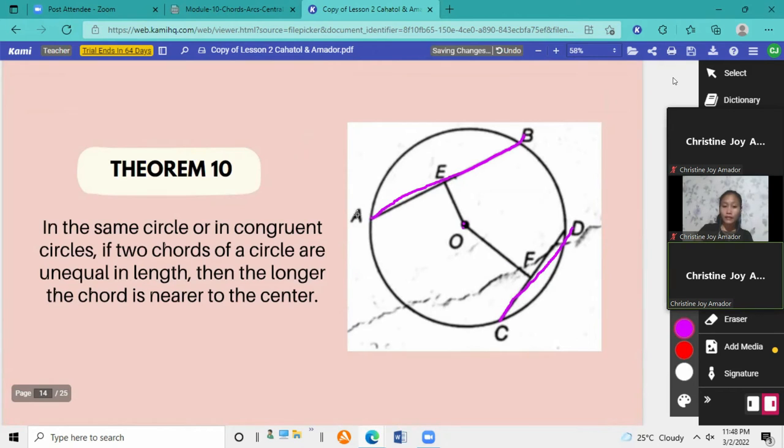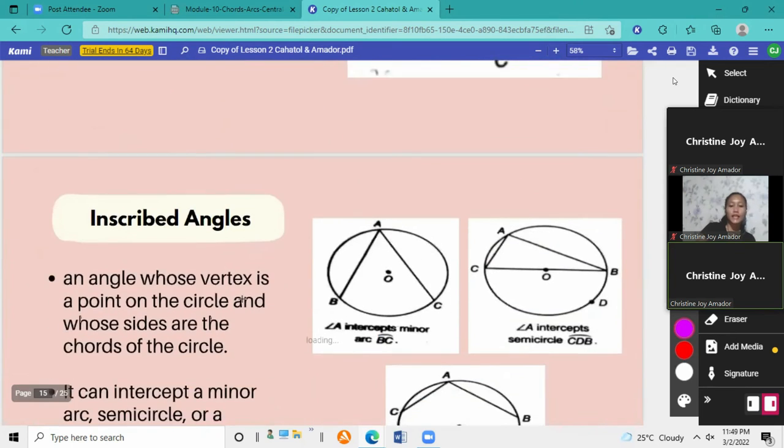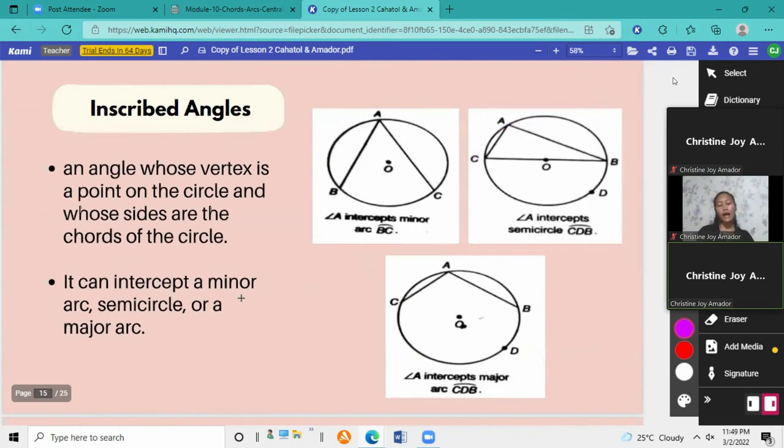Again, chord BA is nearer to the center. And chord DC is what? It is far from the center compared to the chord BA. And theorem number 10 states that the nearer the chord to the center, the longer it is. Meaning, BA is nearer to the center compared to DC, which means chord BA is longer than chord DC. That's it for theorem number 10. Now, let us proceed to the inscribed angles.